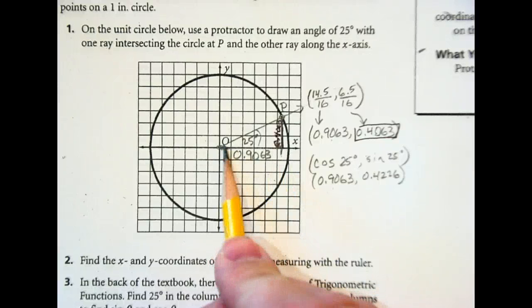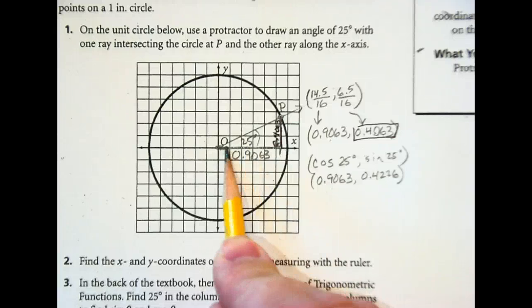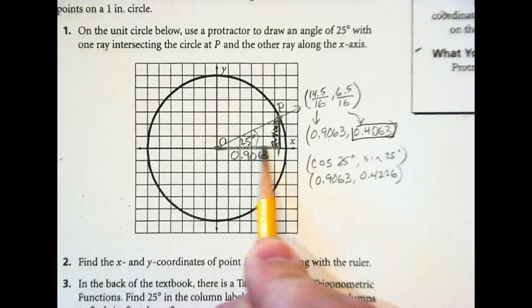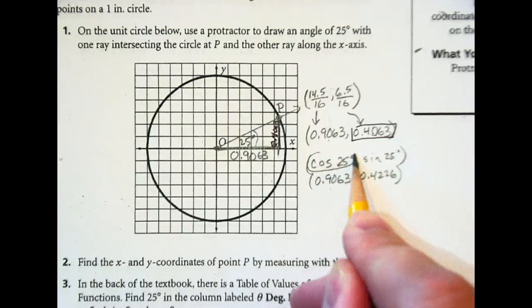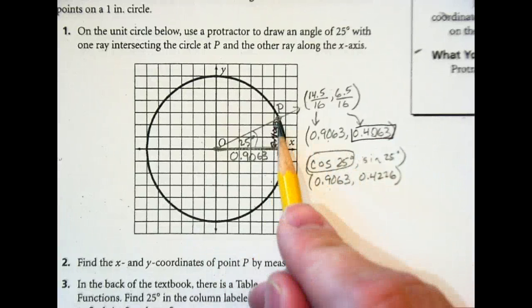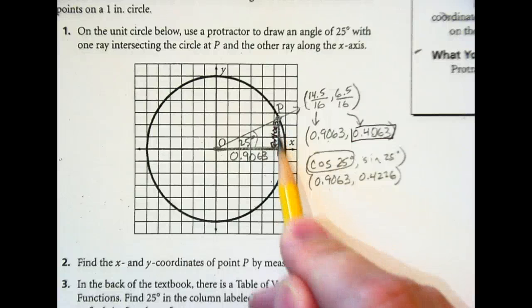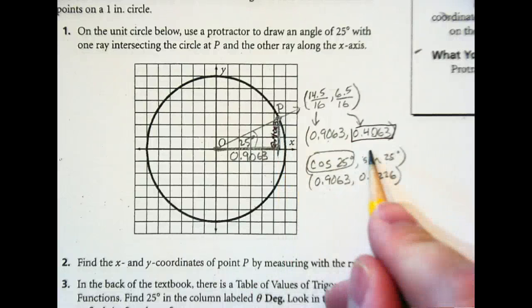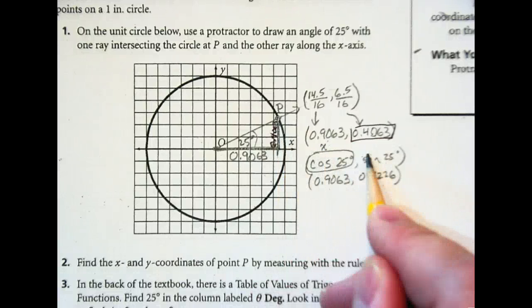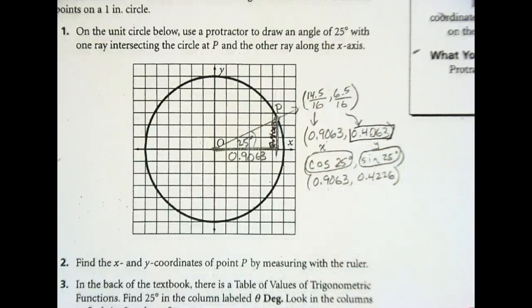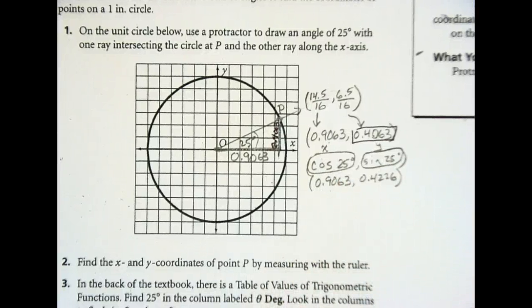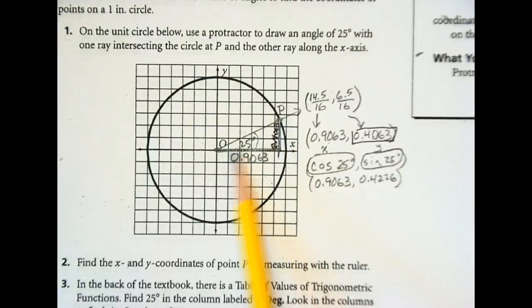But this length right here, our x length of this right triangle, is called our cosine. Cosine goes with x. This length right here is our sine. This is your x value. Sine is your y value. Okay? Cosine and sine.